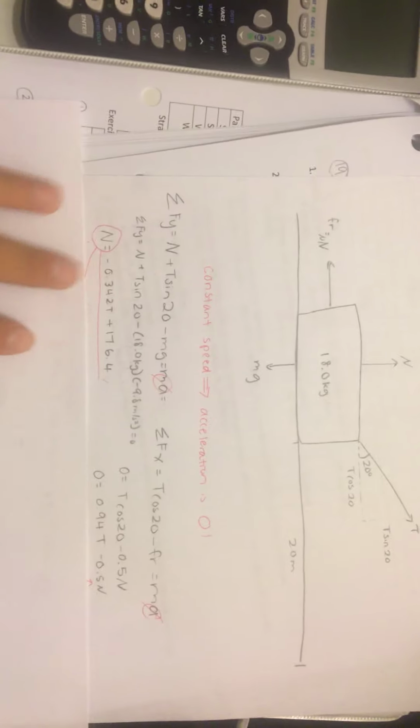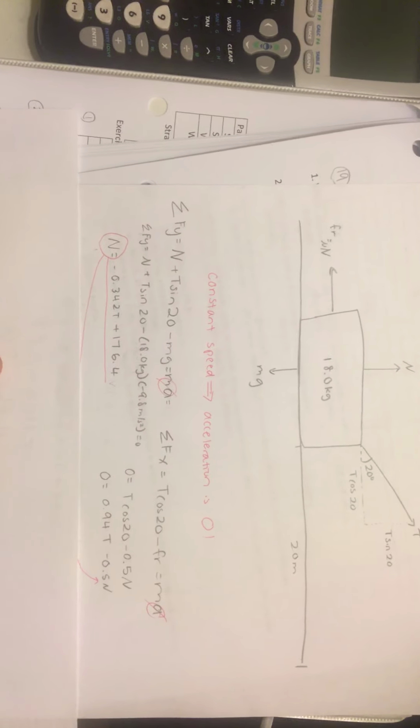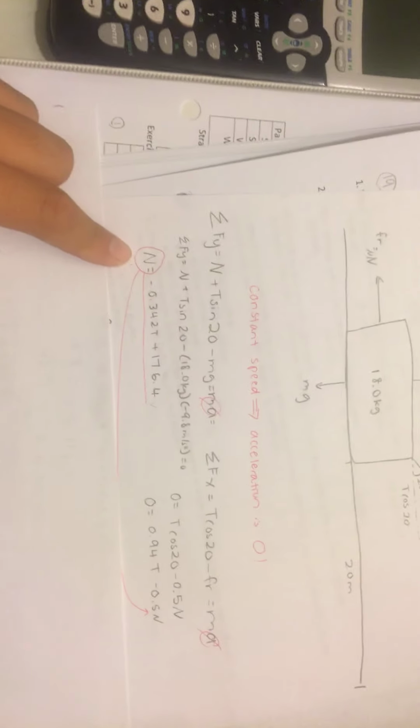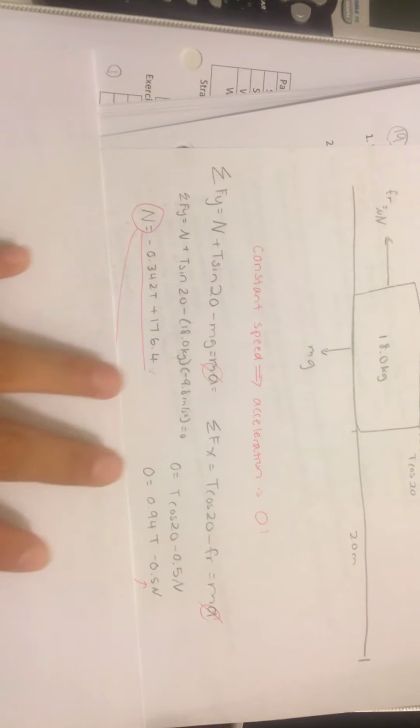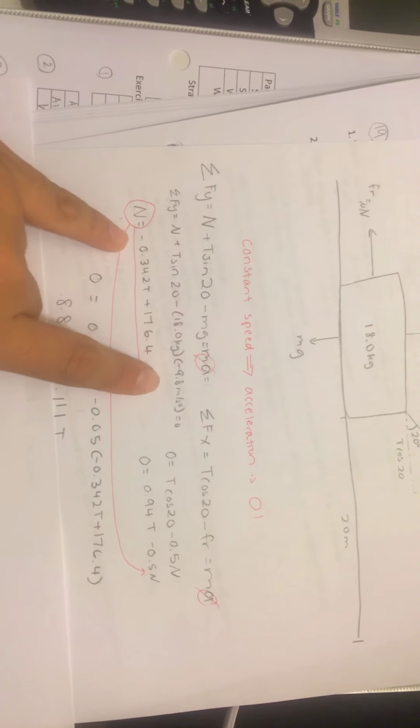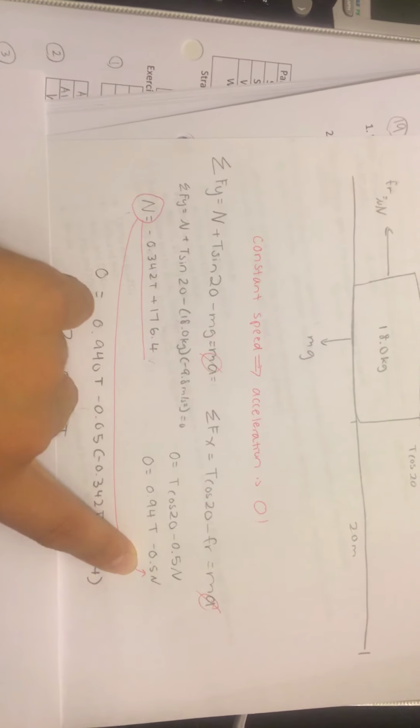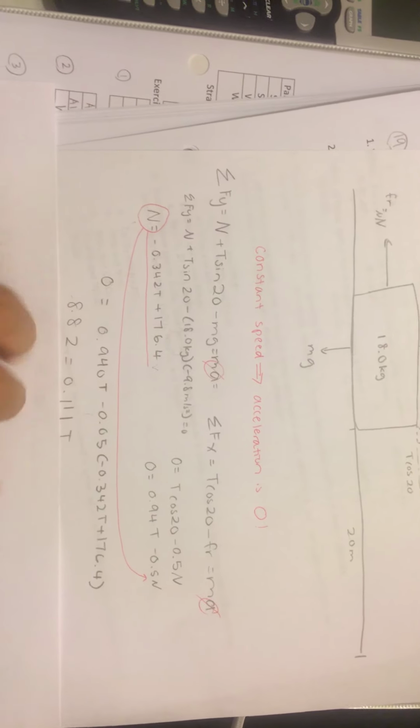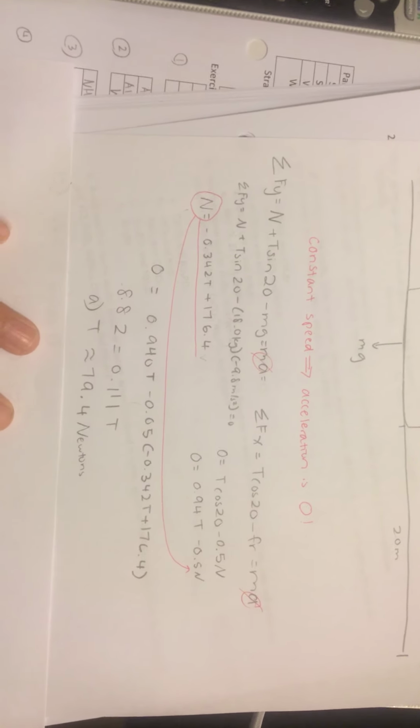So once you solve sine 20 and cosine 20, I moved the normal force onto one side, and then I plugged this normal force right here onto this equation. So I got this, and then once you solve further, you get that the tension is 79.4 newtons.